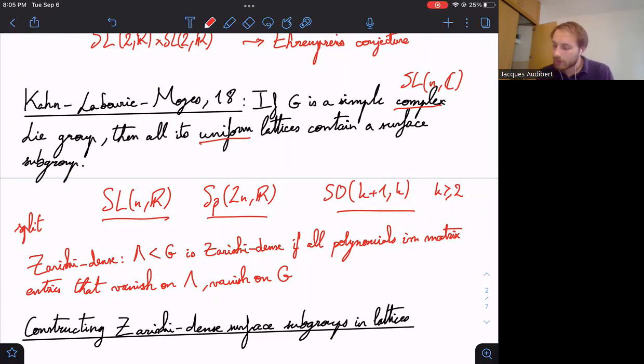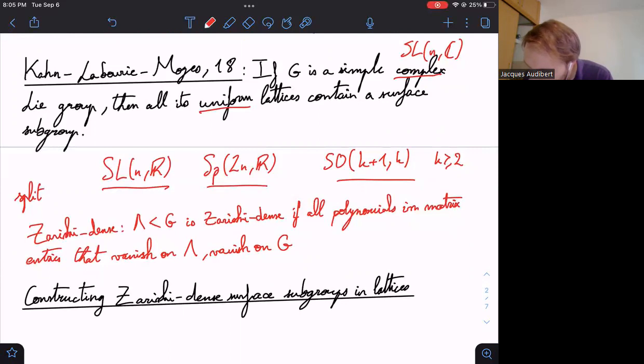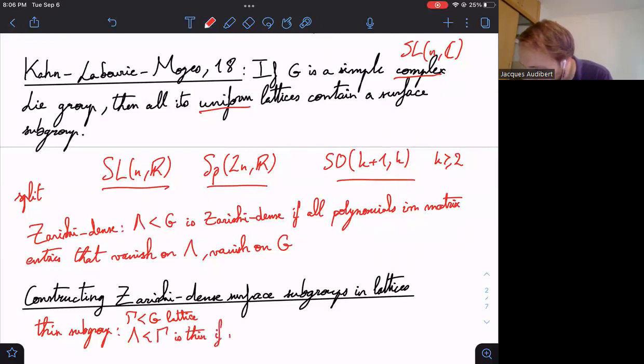And Zariski dense subgroups of lattices attracted a lot of attention recently because they are an example of what we call a thin subgroup. So if you take gamma in G a lattice, lambda, a subgroup of gamma, is thin if it is Zariski dense in G.